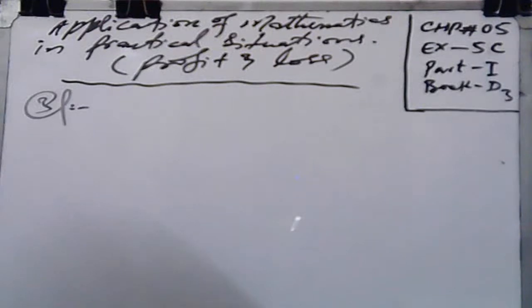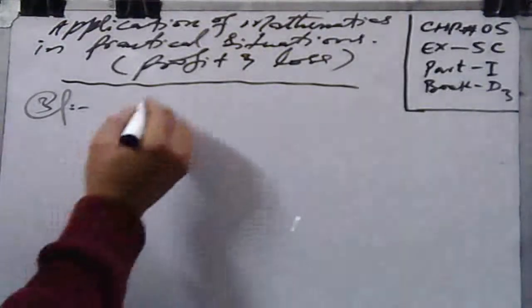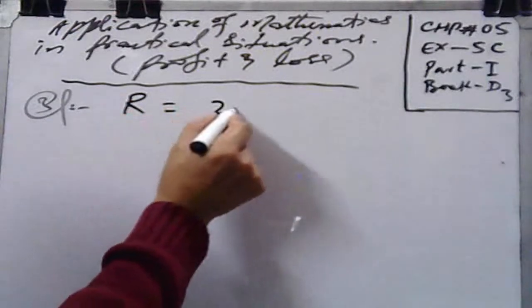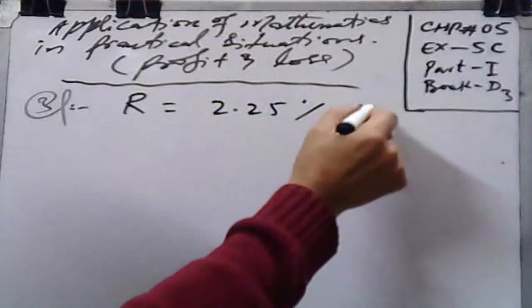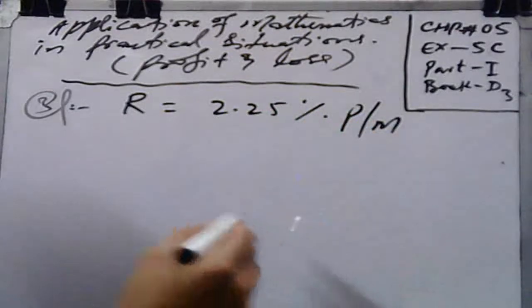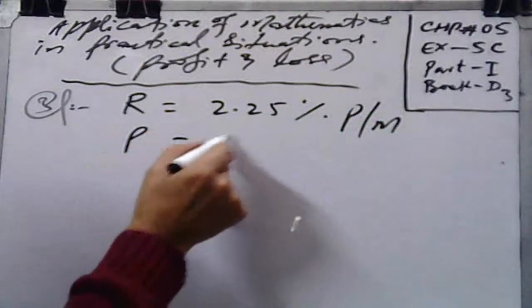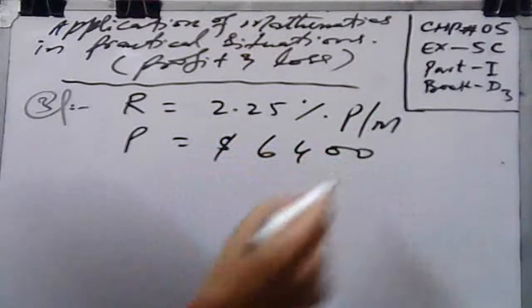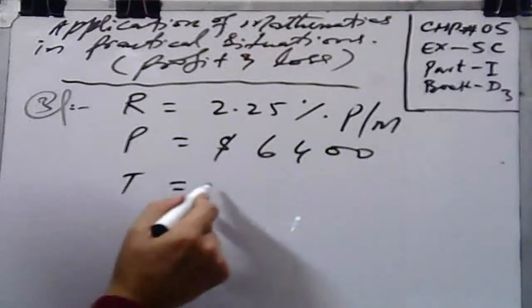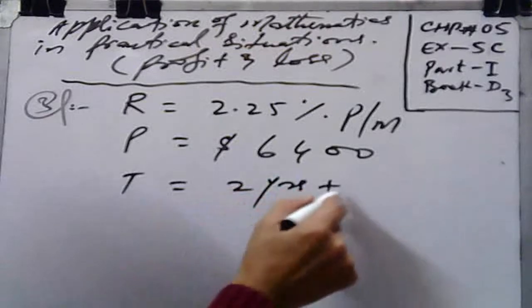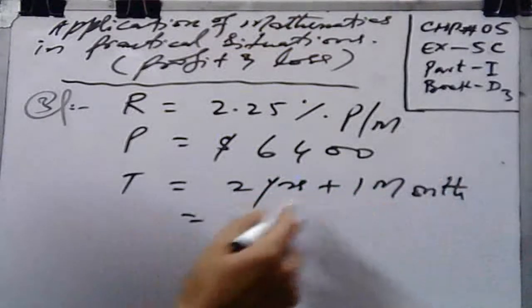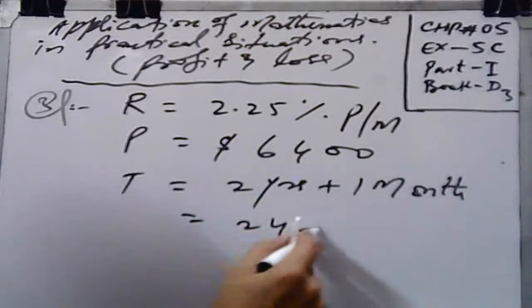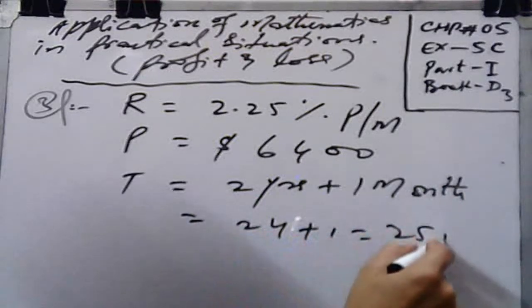Okay, question number 3. First of all, the rate of interest is 2.25% per month, that is per month. Now the principal amount is $6,400. So the time period is 2 years plus 1 month. So what does it mean? In 2 years there are 24 months plus 1 month, it means 25 months total.